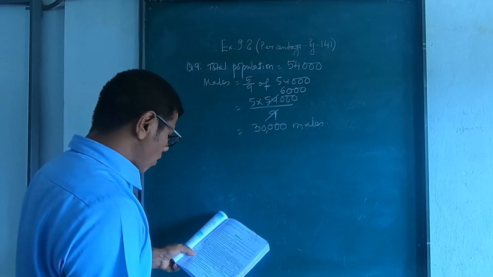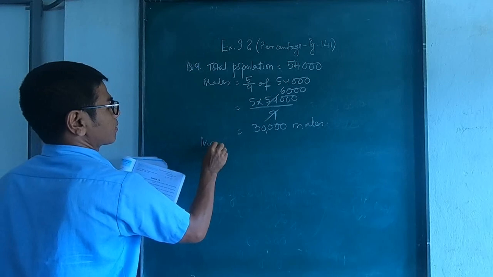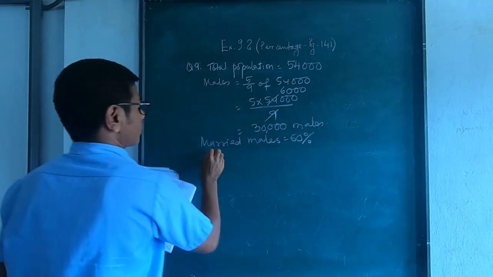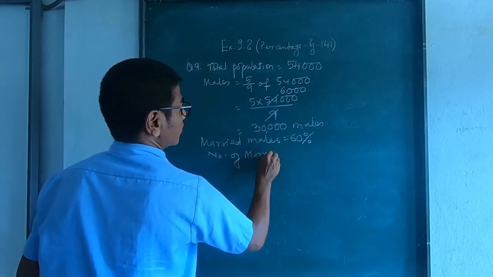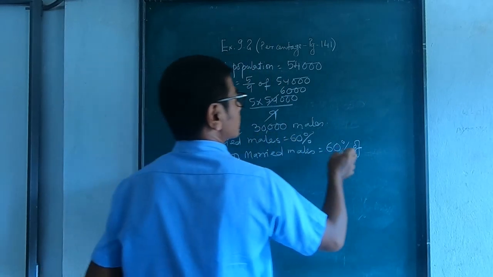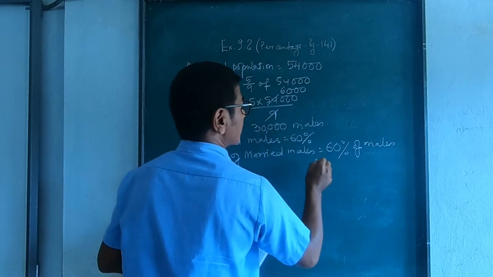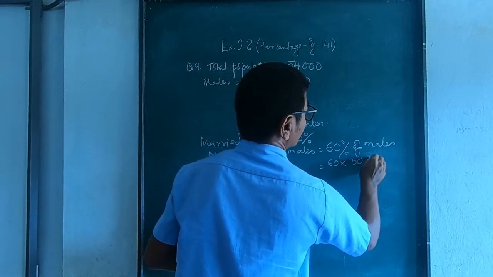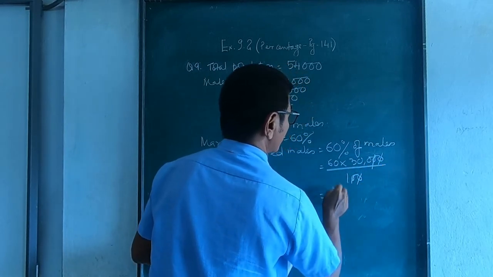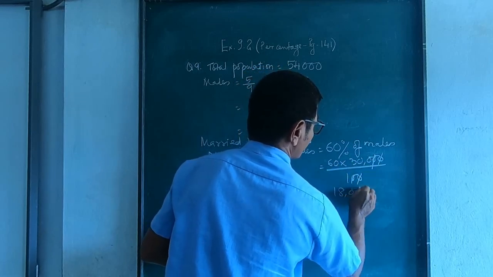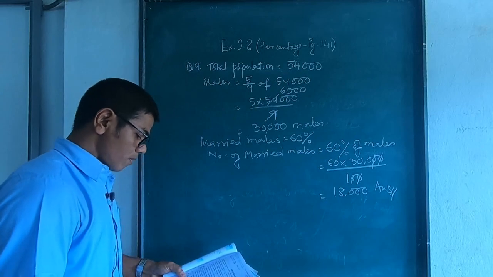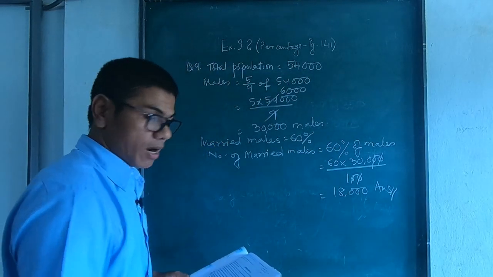Now, 60% of the males are married. It says married males equal to 60%. The number of married males is 60% of total males. The males are 30,000. 60 into 30,000 divided by 100. So, 6 threes are 18. 18,000 are married. This is, I think, our required answer. So in that village, 18,000 males are married.